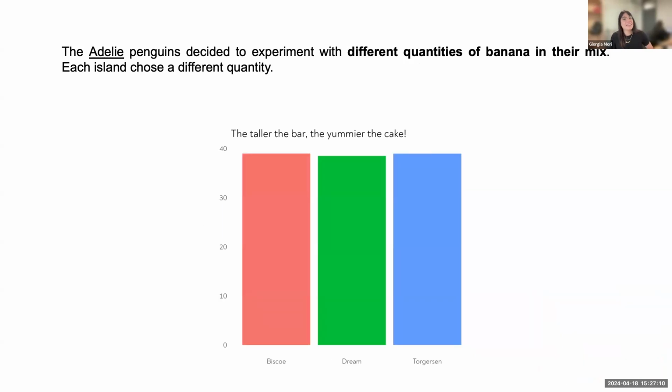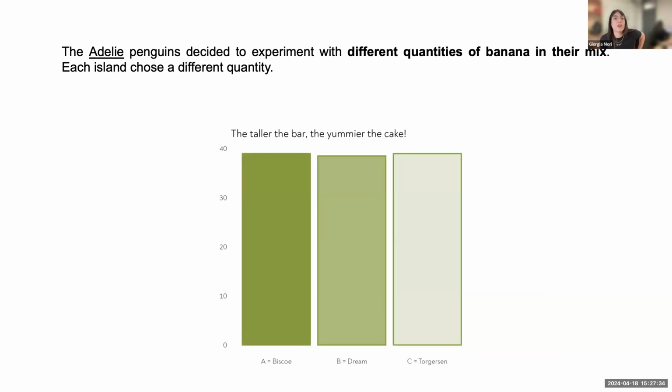So let's say that the Adelie species, they teamed up and they decided that they were going to experiment with different quantities of bananas in their mix. And each island chose a different quantity of banana. So I'm going to ask you, which island chose to include the strongest amount of green banana in their mix? And again, no way to tell this from here, right? So if I do this, and I'm going to ask you again, which island chose to include the strongest amount of green banana in their mix? Can you type in the chat, A, B, or C?